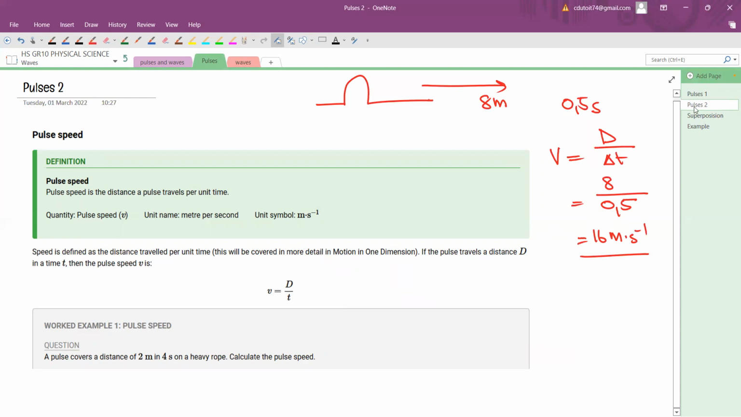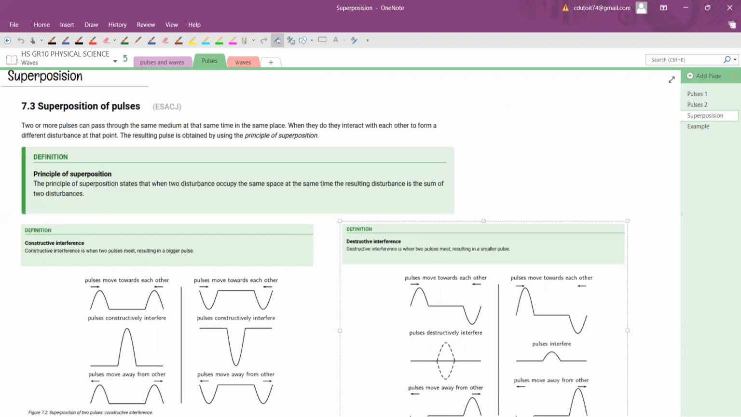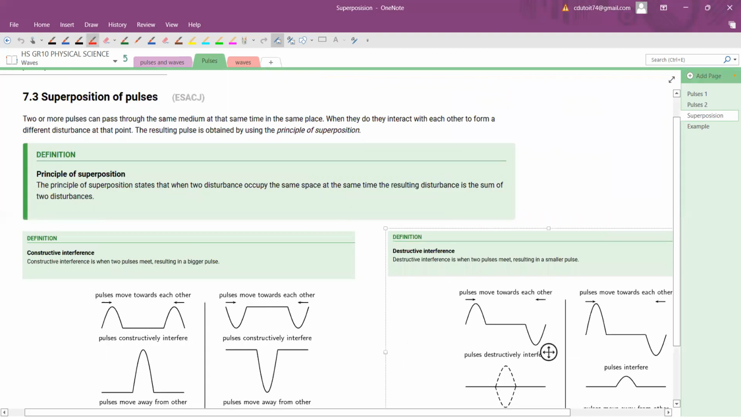And then in this part of the chapter, apart from knowing the amplitude and the pulse length, there are actually only descriptions for a sketch, basically. You have to understand one principle called superposition. It works the following way. Two or more pulses can go through the same medium. In other words, you can have two pulses.